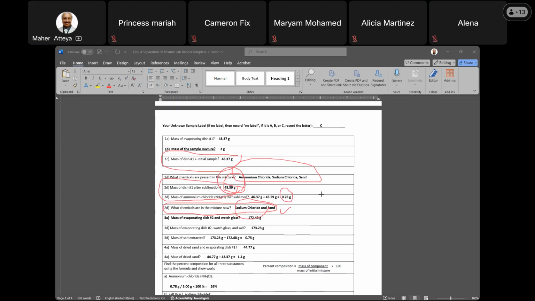We have a mixture made of 3 components. We weigh this mixture, and we know the exact mass of it, this value here, with the evaporating dish number 1, or crucible number 1, with the sample of 3 grams. But after heating, the sample had lost one of its components, which is the ammonium chloride. We cool this sample after heating, and then weigh it. The difference between those weighings, 46 point something and 45 point something, will give us the amount of ammonium chloride, which already sublimed.